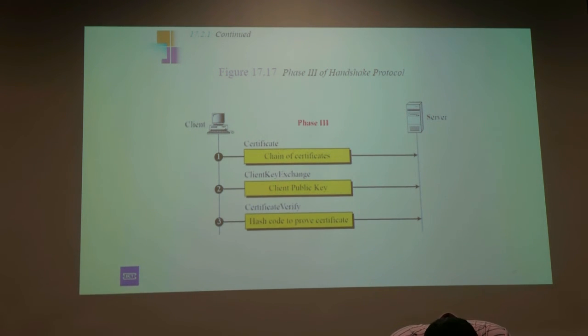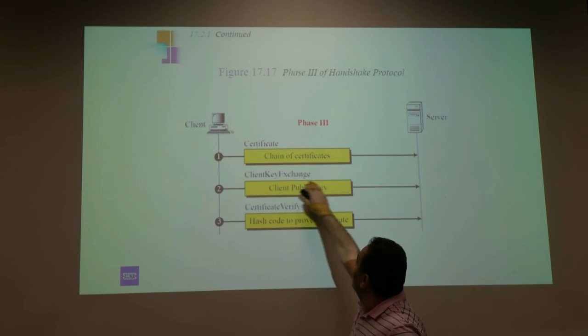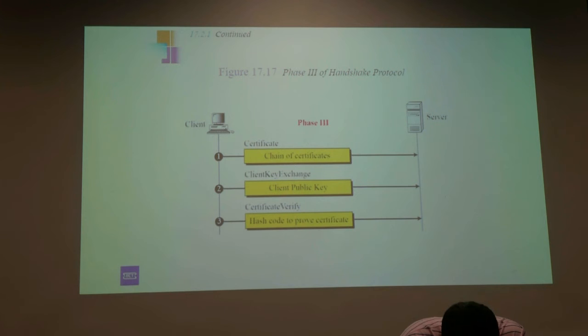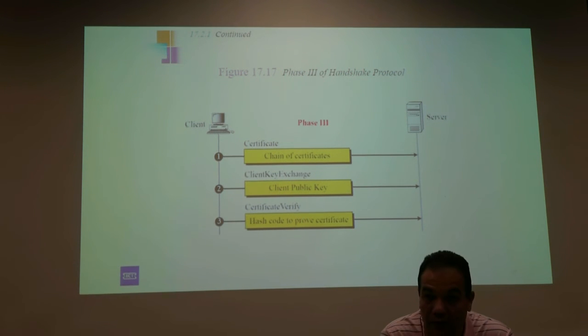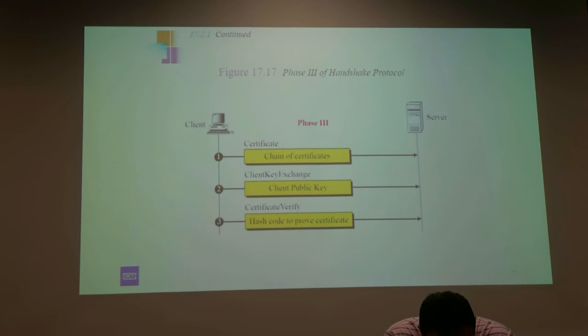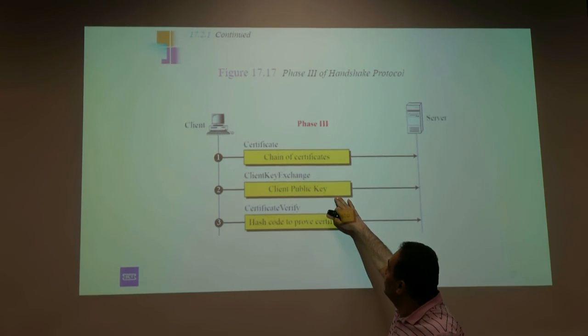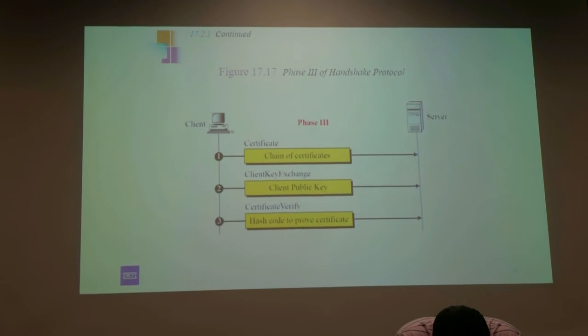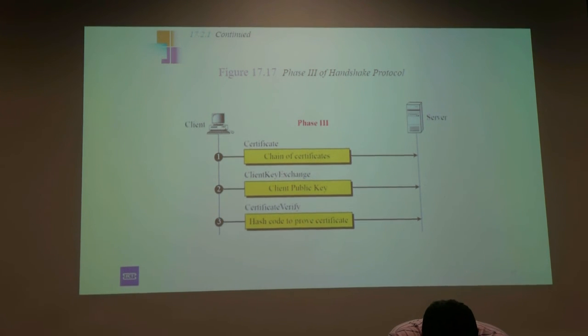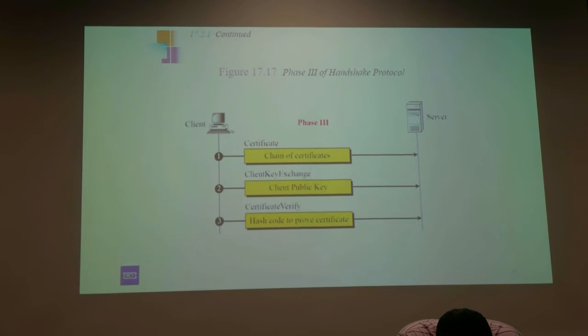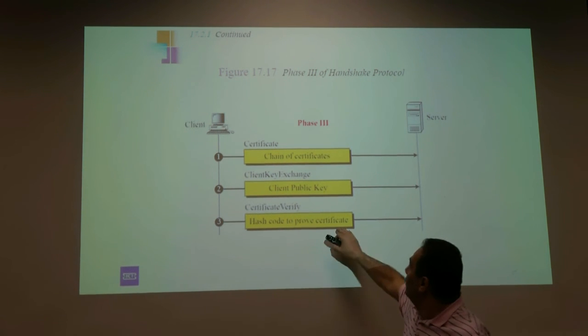In phase 3, what will happen? The first thing is the certificate, a chain of certificates. To certify itself to the server, the client sends a certificate message. Then the client key exchange. What is it used for? After sending the certificate message, the client sends a client key exchange message, which includes its contribution to the pre-master secret. The content of the message is based on the key exchange. And then the certificate verify, to verify the certificate sent.